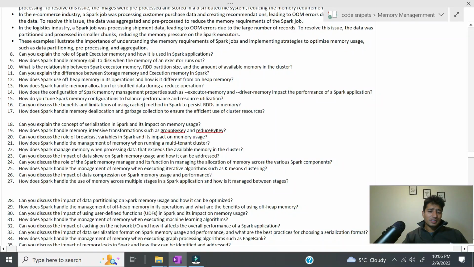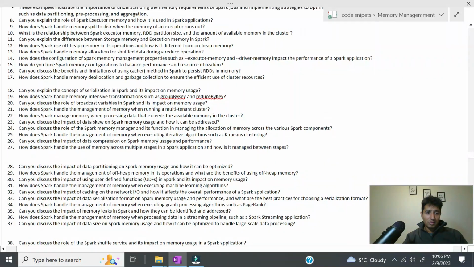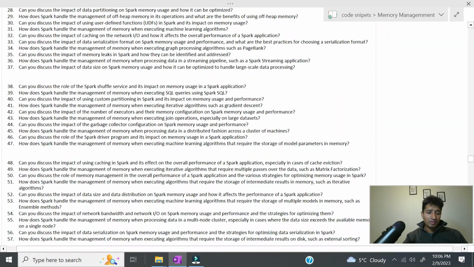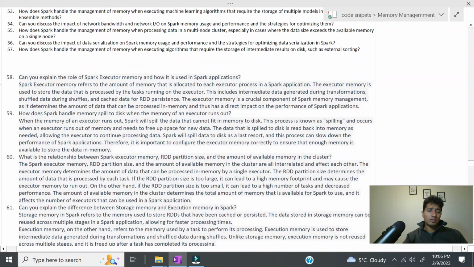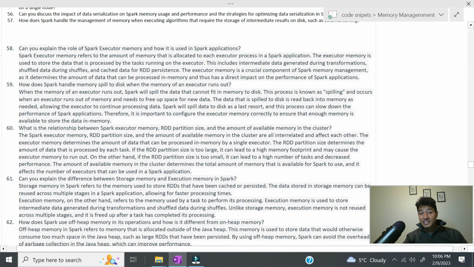Now these are the questions we're going to be covering. There are 50 questions which we will discuss. The first question is, can you explain the role of Spark executor memory and how it is used in a Spark application? Spark executor memory refers to the amount of memory that is allocated to each executor process in a Spark application. Executor memory is used to store the data that is processed by the tasks running on the executor. This includes intermediate data generated during transformations, shuffled data during shuffles, cached data, and RDD persistence.